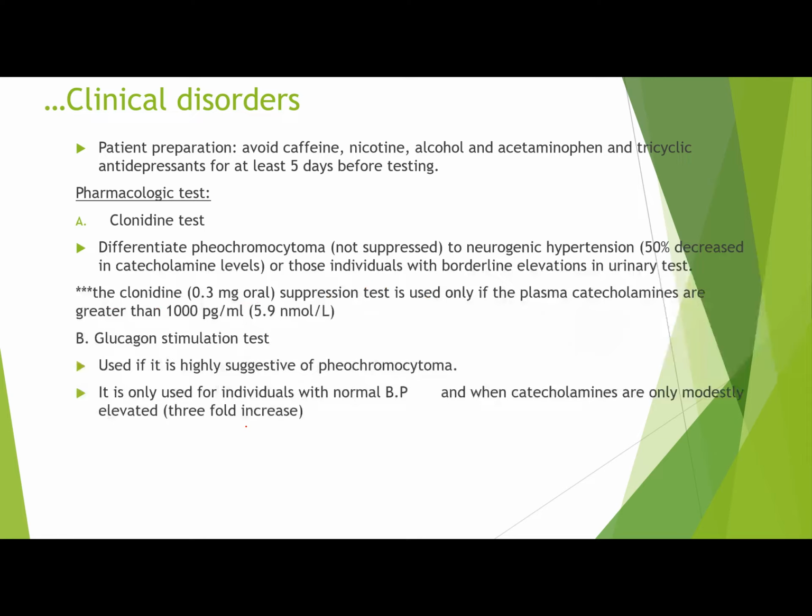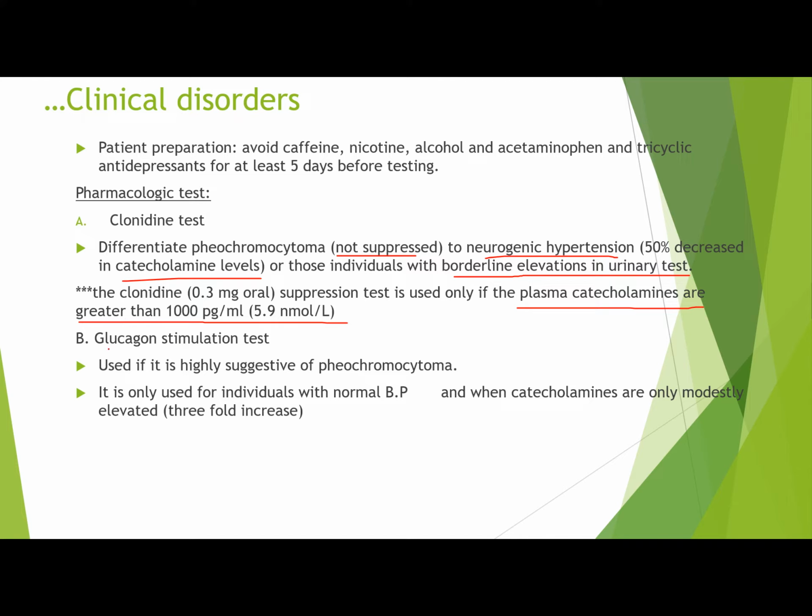Patient preparation, class: avoid caffeine, nicotine, alcohol, acetaminophen, and tricyclic antidepressants for at least 5 days before testing. Pharmacologic tests would include clonidine tests used to differentiate pheochromocytoma, which is not suppressed, from neurogenic hypertension, with a 50% decrease in catecholamine levels, or those individuals with borderline elevations in urinary tests. The clonidine 0.3 milligram oral suppression test is used only if the plasma catecholamines are greater than 1,000 picograms per ml or 5.9 nanomoles per liter.